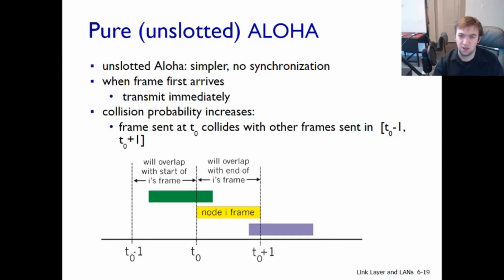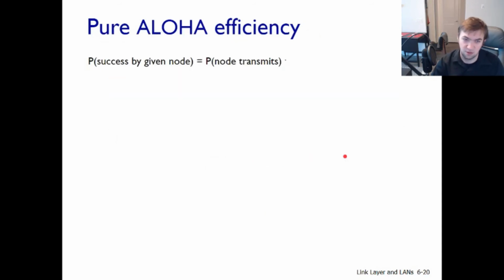So what if we decided to just throw away the slot idea completely? We keep something simpler with no synchronization and use what's called pure or unslotted Aloha. As soon as a frame arrives, you just send it right away. Obviously, this means the probability of a collision goes a lot higher because, since you're not always starting things at the same time, you might have a frame that overlaps with the end of another one or the beginning of another one, and so on. But what does the efficiency of this look like?